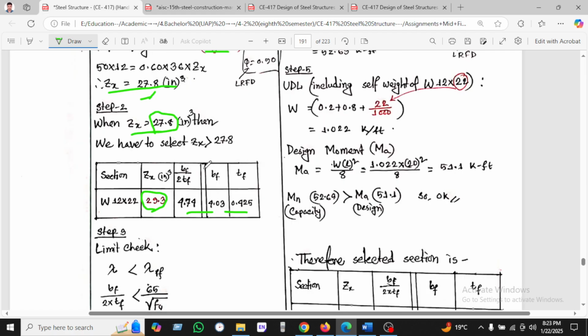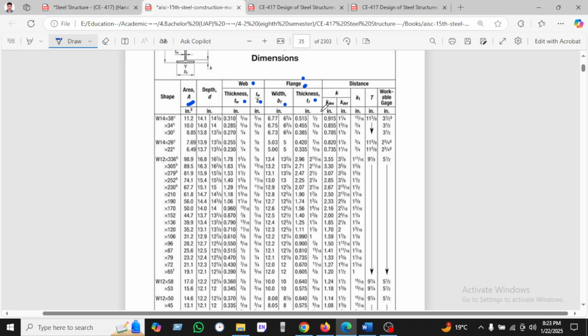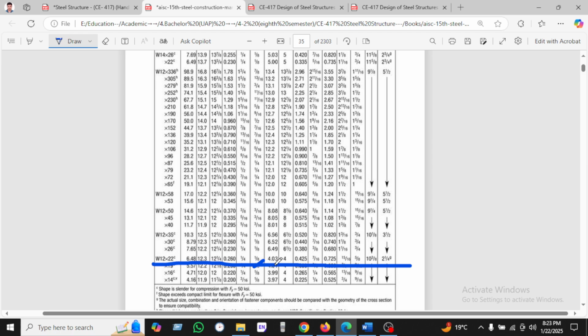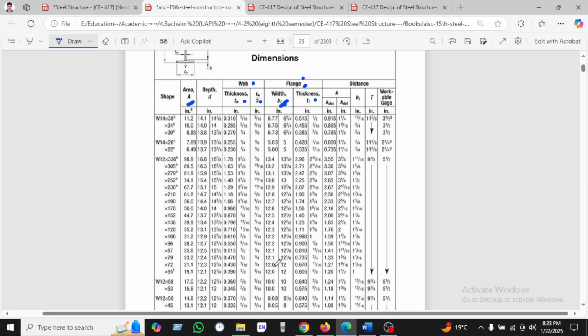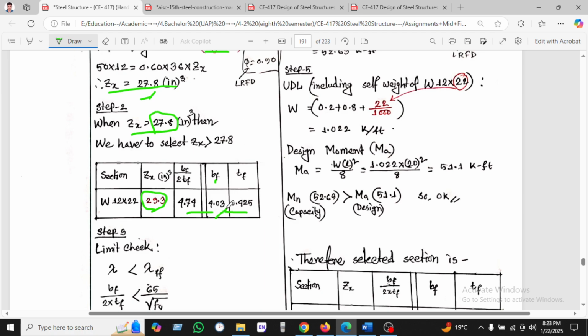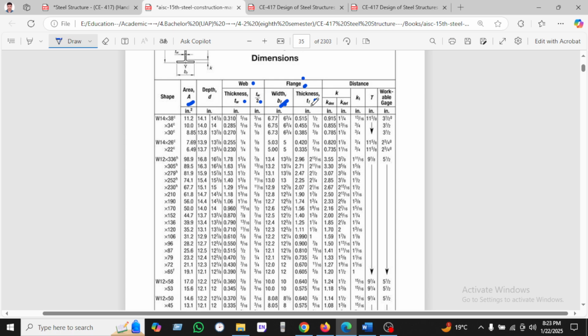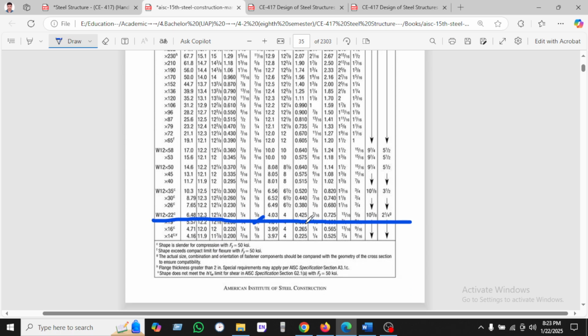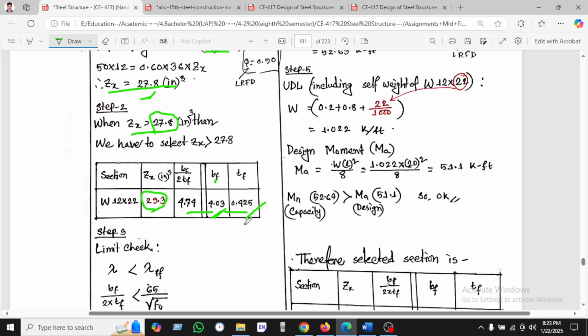I have taken another manual, and bf is given. bf is given as 4.03 inches. So 4.03 we have found. tf is also given. So tf we have seen here equal to 0.425. In this way we can select. We can take this data from the AISC manual, which is greater than the Z value.